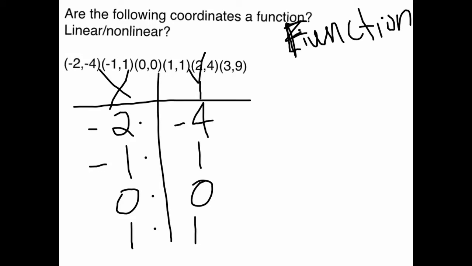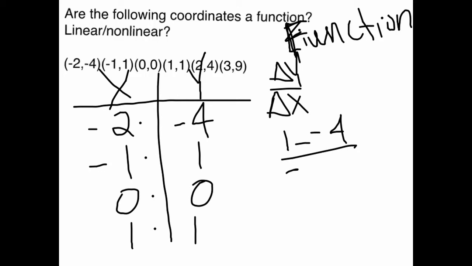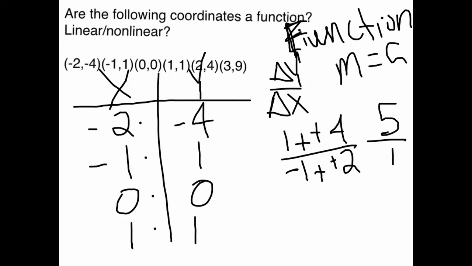Now I need to figure out, is it linear or nonlinear based on the slope throughout? So that's going to be change in y over change in x. So I have 1 minus -4 over -1 minus -2. Keep change. So I have 5 over, keep change, -1 plus 2 is going to leave me with 1. So I have a slope here of 5.